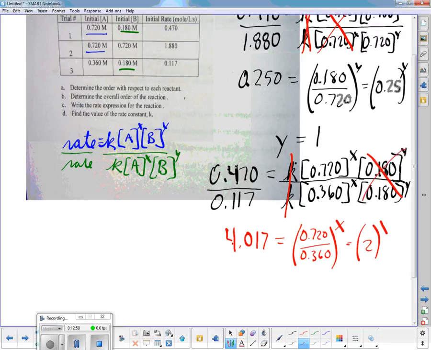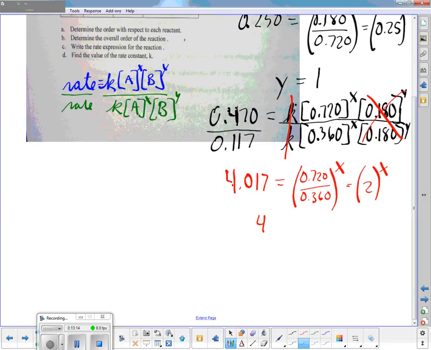2 to what power gives me this? So now how do I do it? You just trial and error. It's about 2. We can say it's about 2, but if we want to find the exact number, because sometimes they don't come out just perfect, how would I do it?